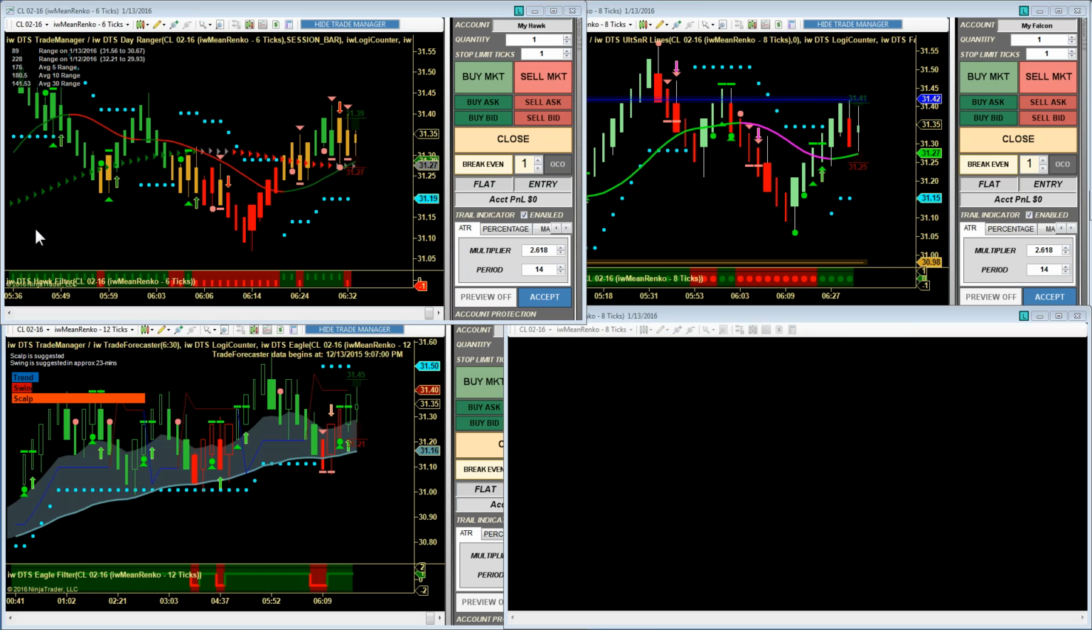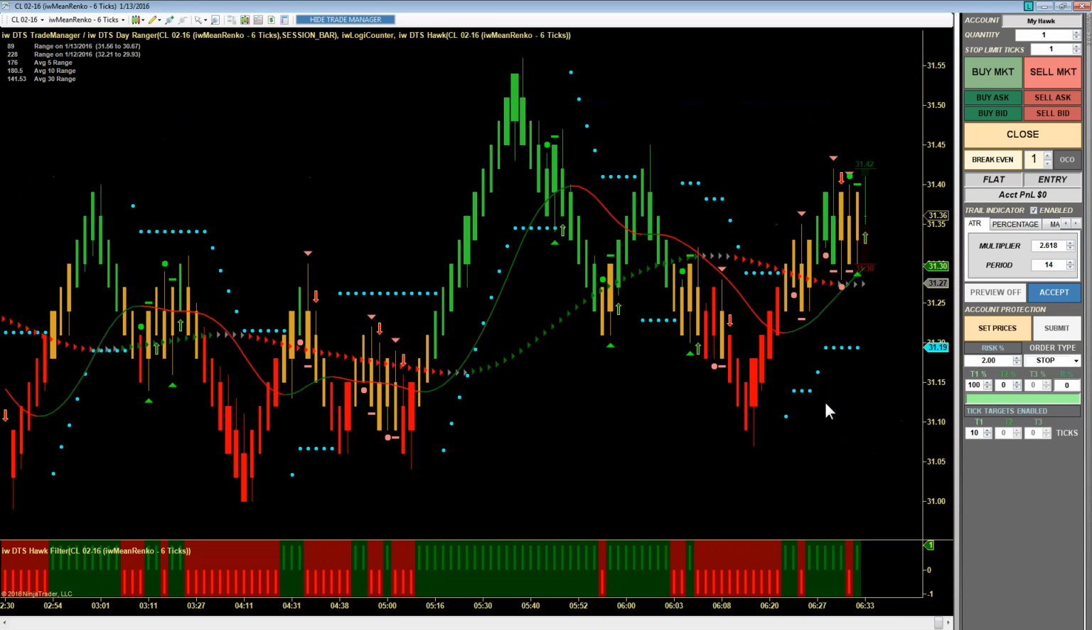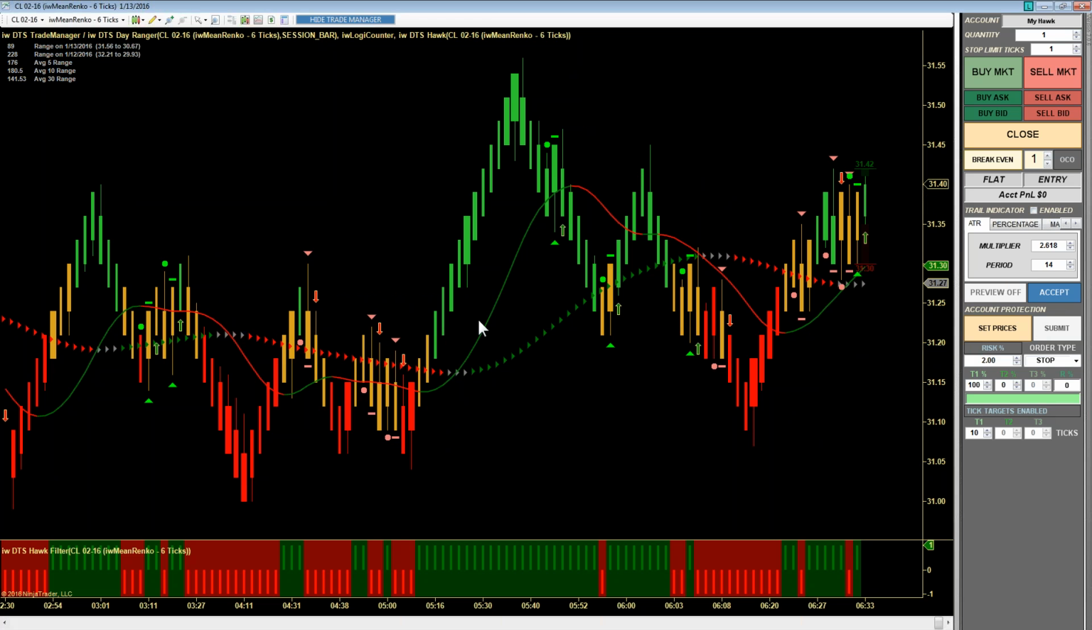All right, so crude oil's been trading about a half an hour already. It opened up at 6 o'clock my time, 9 o'clock Eastern. I'm on the West Coast here. These blue dots that you see here, by the way, are part of the trade manager. We'll get to the trade manager in a little bit. These dots essentially show where the trade manager would have our stop strategy if we had a live trade going on.